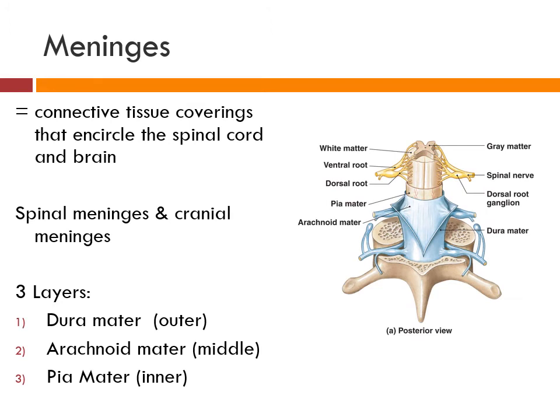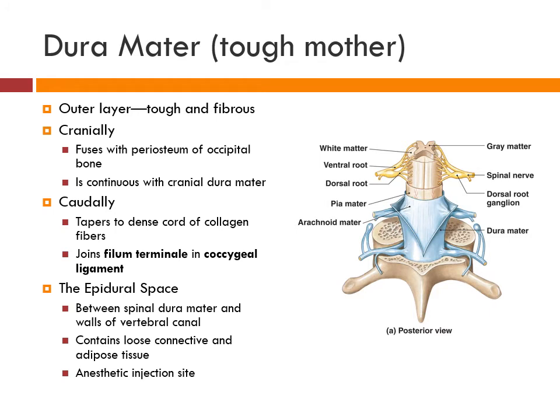So our meninges are connective tissue coverings that encircle the spinal cord and the brain, and they are made up of 3 layers: the dura mater, the arachnoid mater, and the pia mater. The dura mater translates as tough mother, and it is tough. It is the fibrous outer layer. Cranially, it fuses with the periosteum of the occipital bone, so it is held really tightly in place with the occipital bone, and it becomes continuous with the dura mater of the cranium.